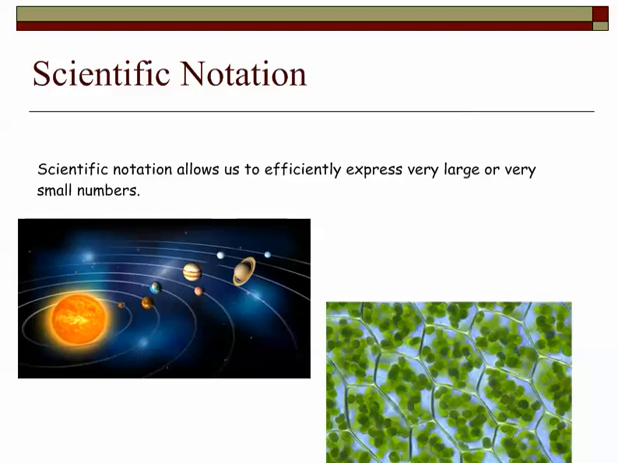Scientific notation is a way of writing numbers that scientists might use if they need to talk about very large numbers, like maybe distances between planets, or if they need to talk about very small numbers, maybe if they're talking about cells in biology.